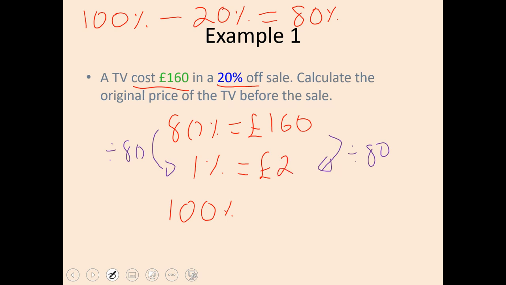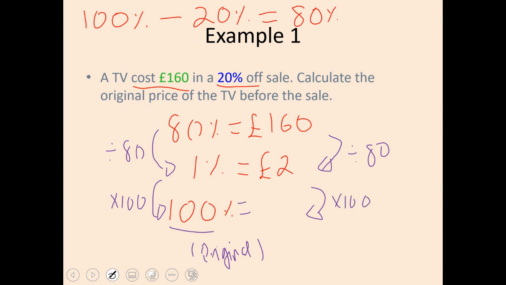And then again, what do you have to do? I need to work out 100% because 100% is my original amount. So I'm going to multiply both sides by 100. £2 times 100 would be £200. And there you go, that's my final answer.